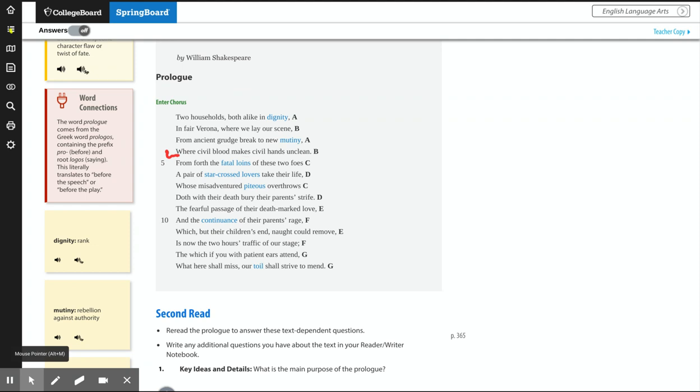And then this last line in the first quatrain is really the hardest one, because we have to really think about what we mean by civil here. Civil really is, when you behave in a civil manner, you're being good, you're following the rules, you're doing the right thing. So these good people, it says "where civil blood makes civil hands unclean." So even the people who follow the rules and do the good things, there's going to be bloodshed, and the blood is going to be on everyone's hands.